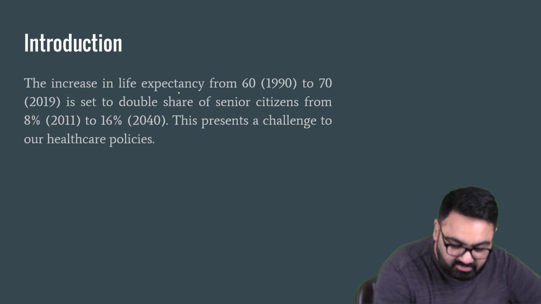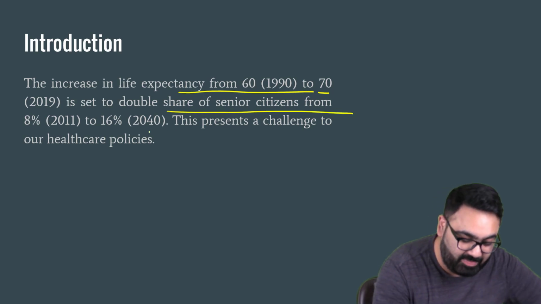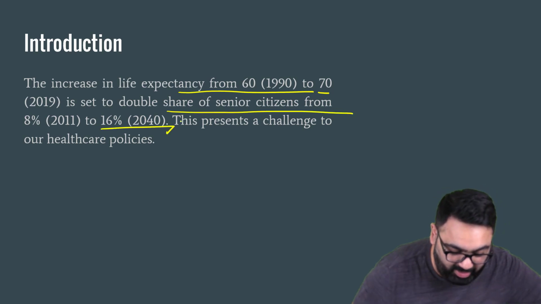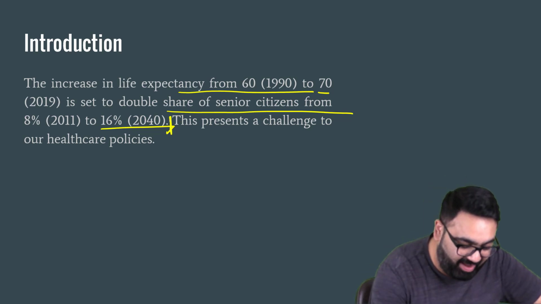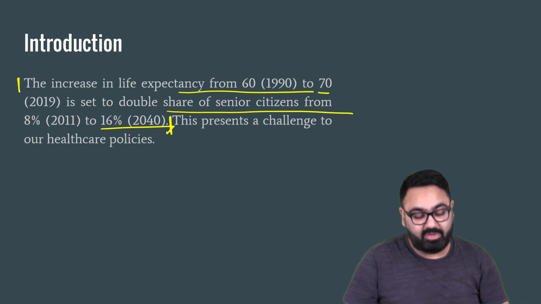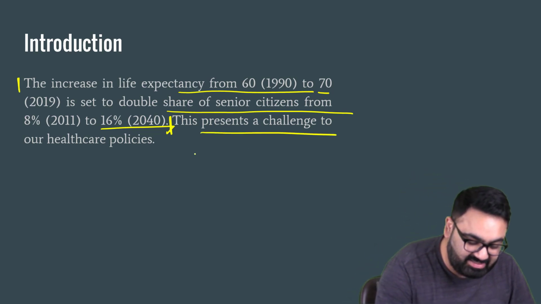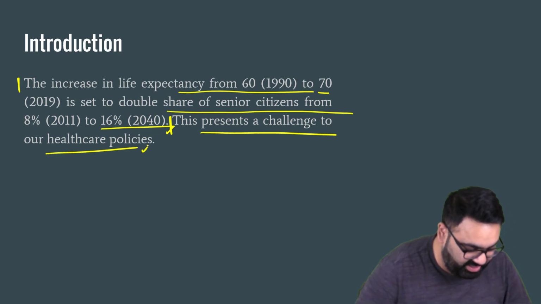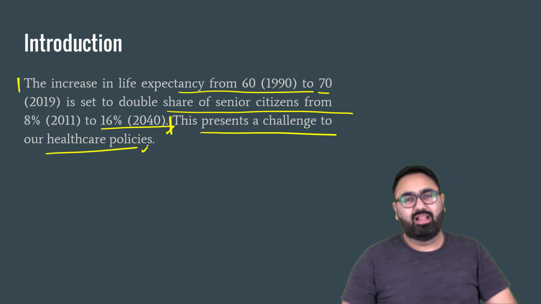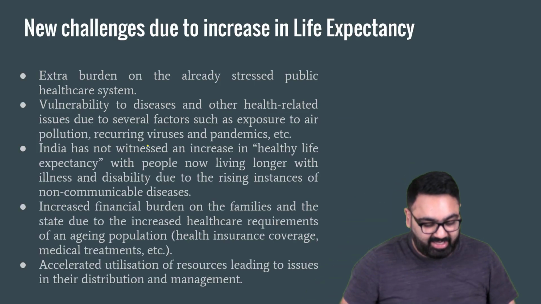Something like, an increase in life expectancy from 60 to 70 is set to double the share of senior citizens from 8% to 14% by 2040. So it's a pretty fact-heavy intro. From here to here we have written facts, data, numbers, and then to connect we have written this presents a challenge to our healthcare policies, because again the question is on new health related challenges. So to connect it to the main body, we have written this connecting line.